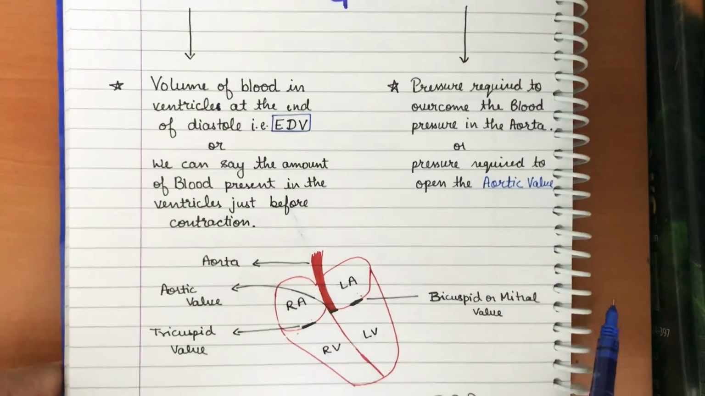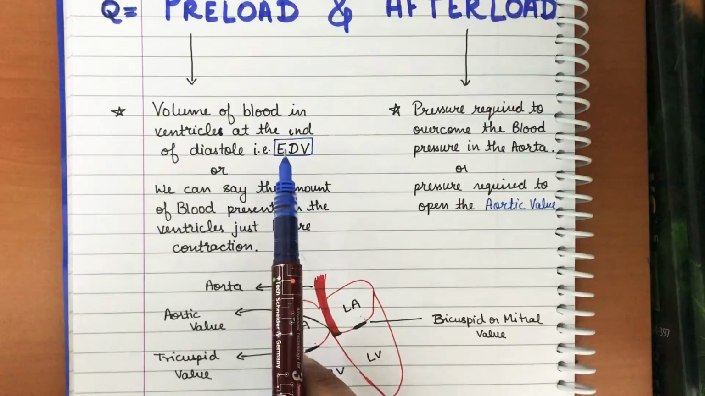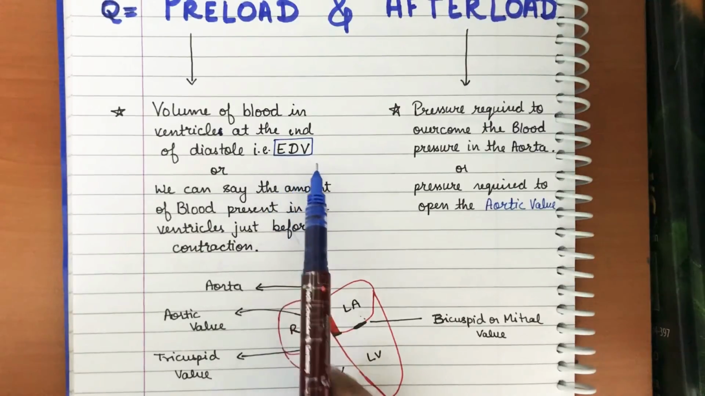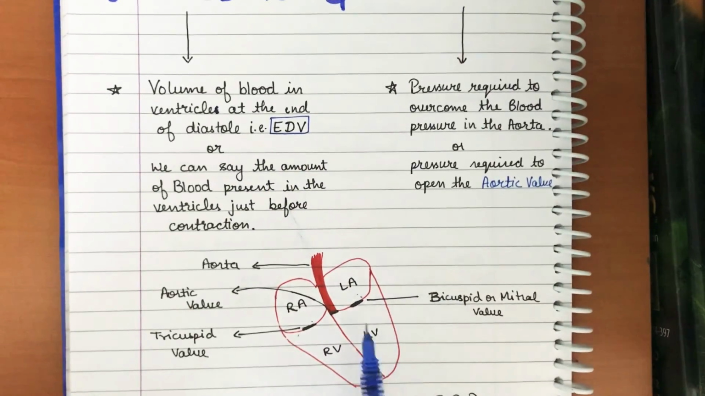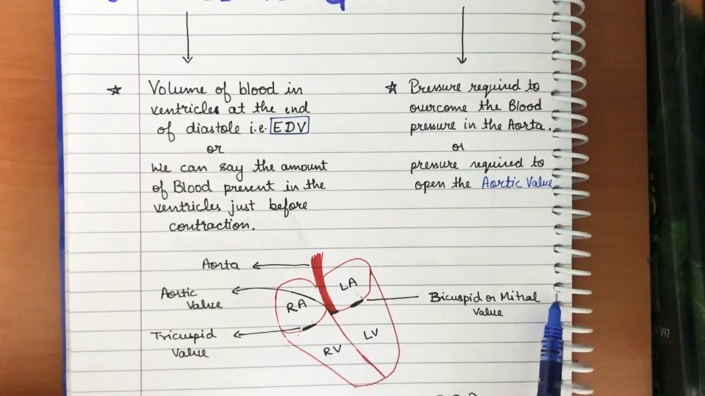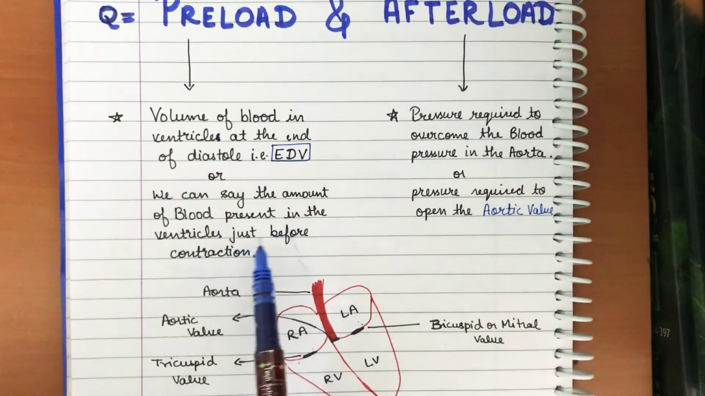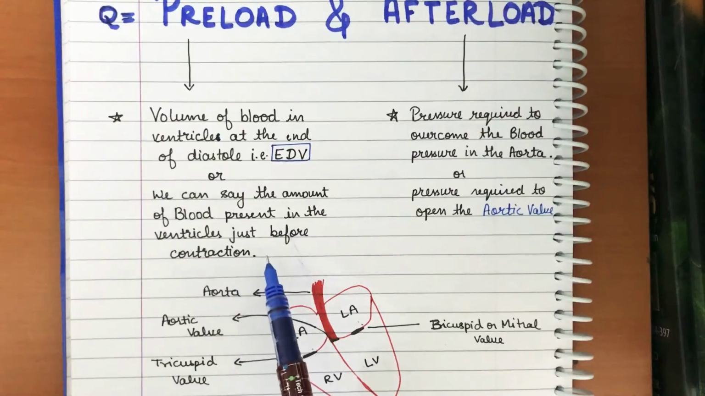So what is preload? Preload is the volume of blood in the ventricle at the end of diastole, that is the end diastolic volume. The volume present in the left ventricle at the end of diastole will apply some pressure on the ventricular walls. So this volume of blood is known as preload, or we can say the amount of blood present in the ventricles just before the contraction. So this is all about preload.